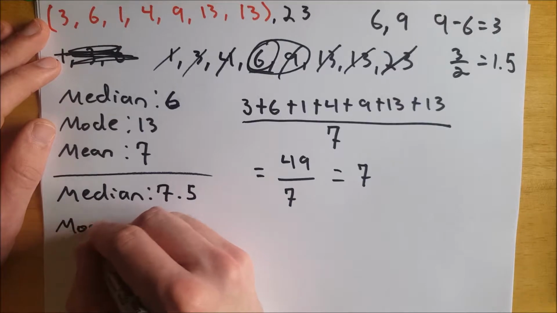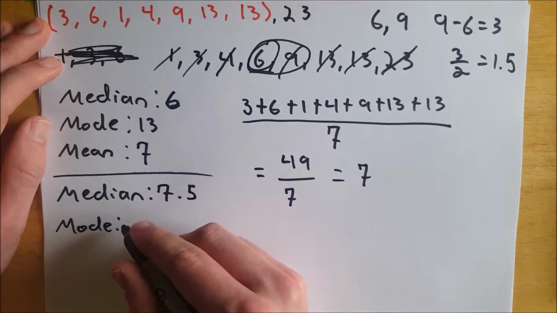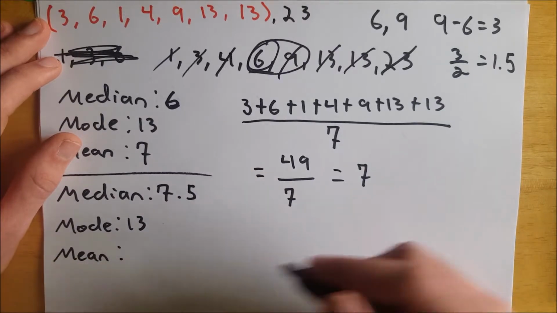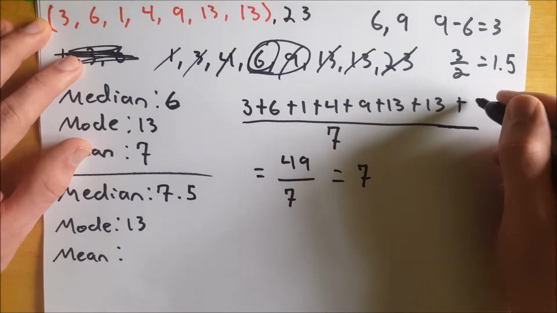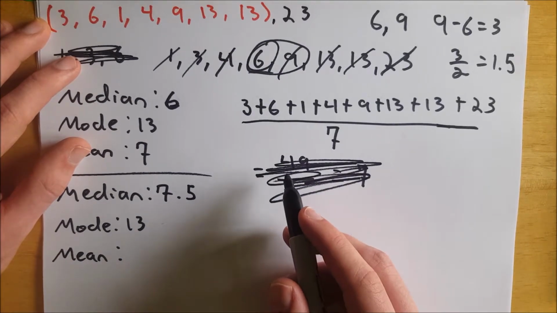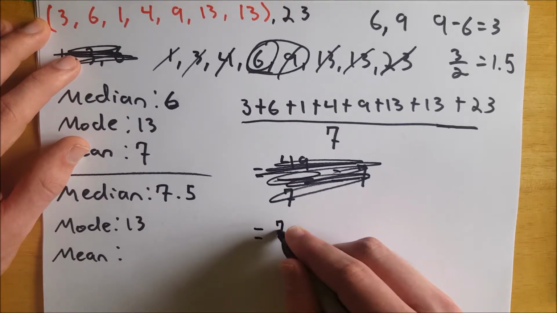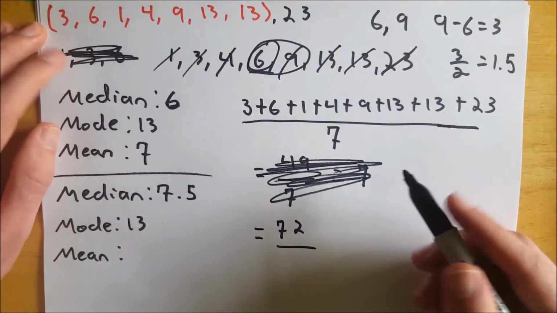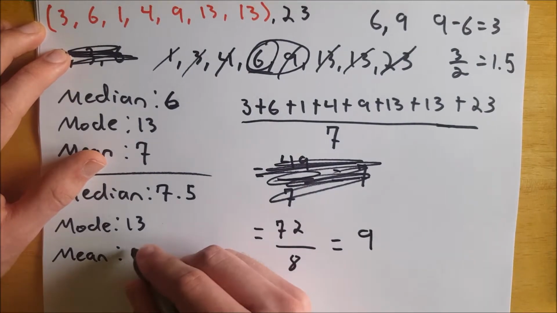What is our mode? Well, our mode remains unchanged by this adjustment to the data. We still have 2 13s and 1 of everything else. Now the mean is going to get hit by this change the most. We have all of these numbers. Now let's extend the fraction a little bit and add 23. We can cross this out because this is no longer true. We had 49. To that we add 23, and that's going to give us 72. Is it divided by 7? No, now it's divided by 8 because we've got an additional data point. So we divide it by 8, and this is equal to 9. So our new mean is 9.